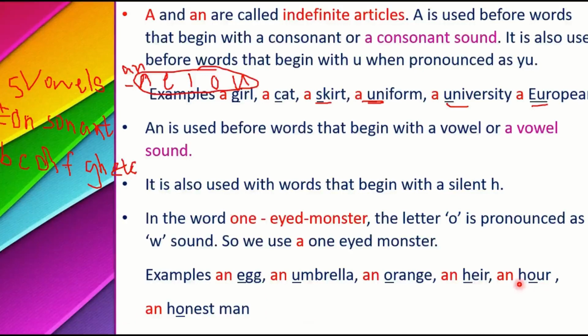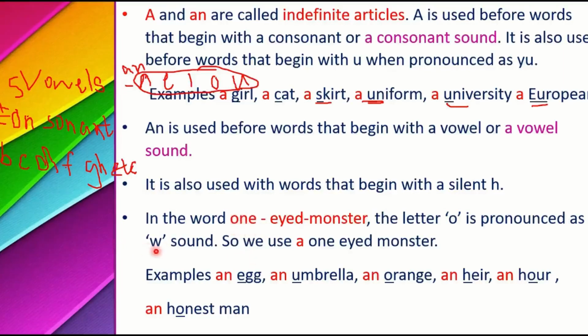Next, we can look at this example. In the word one-eyed monster, the letter O is pronounced as the W sound. We won't say "an one-eyed monster," right? We pronounce the word as one, W, one-eyed, once, one. Though the letter is O, we are pronouncing this word with the W sound. So the W sound is not a vowel sound. The W sound comes under consonant sounds.